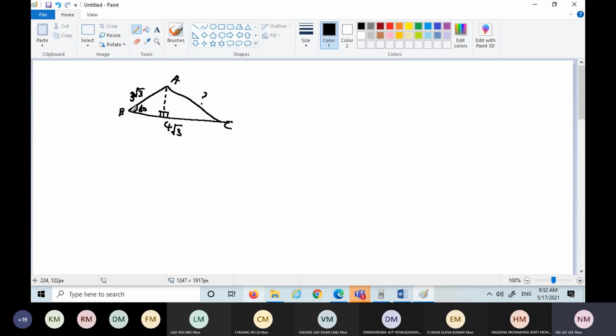The length of BC, 4 square root 3, is cut into two portions, but the two portions are not equal. This one you have to know. Okay, now we can continue. Let's say I want to find this, and I label it as H. Actually you can say this is the height of the triangle, and BC will be the base of the triangle.